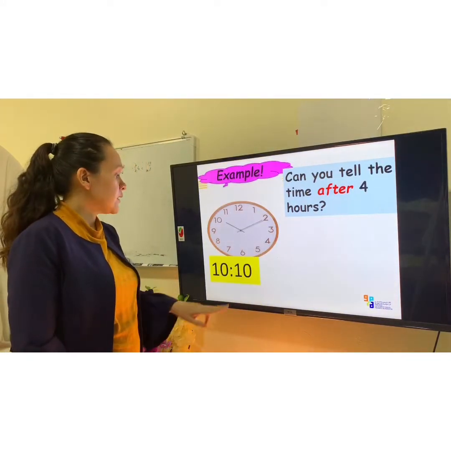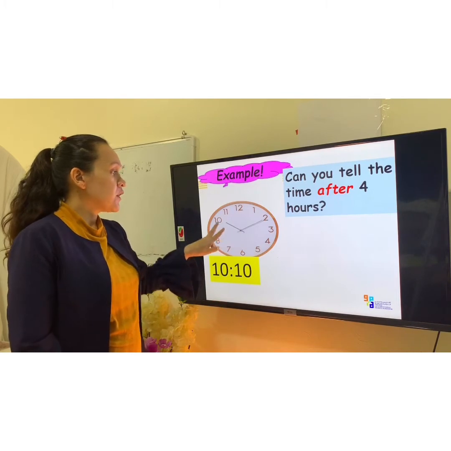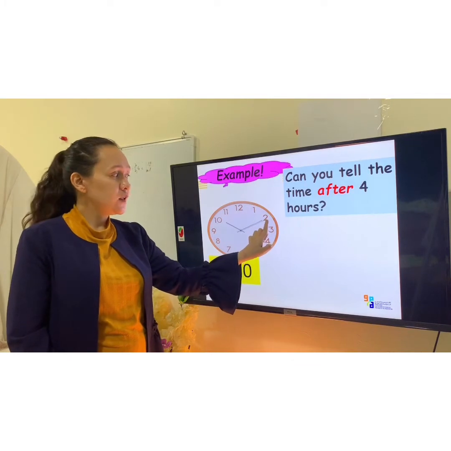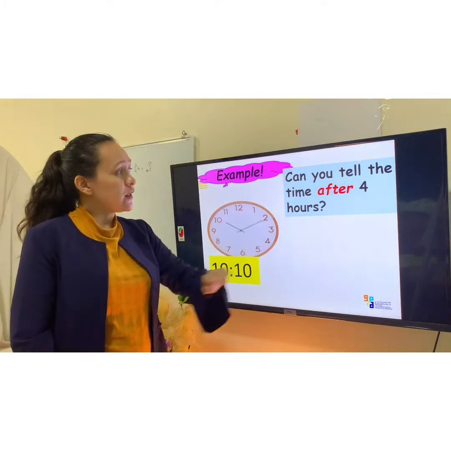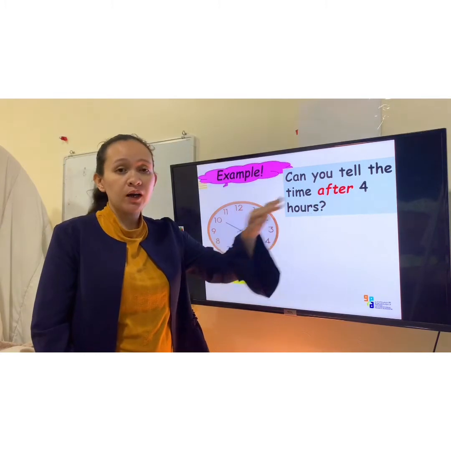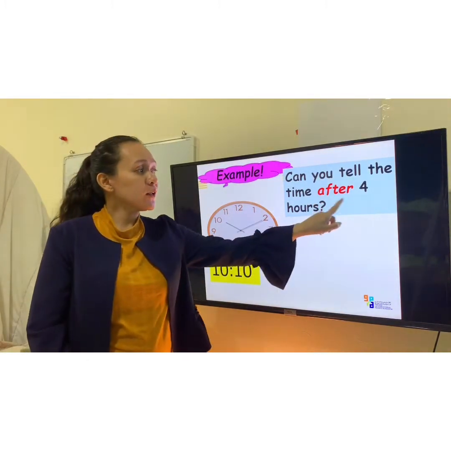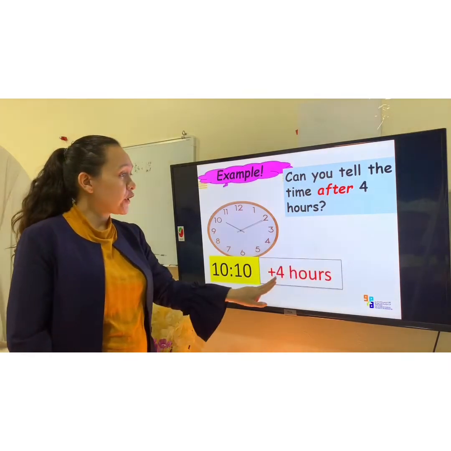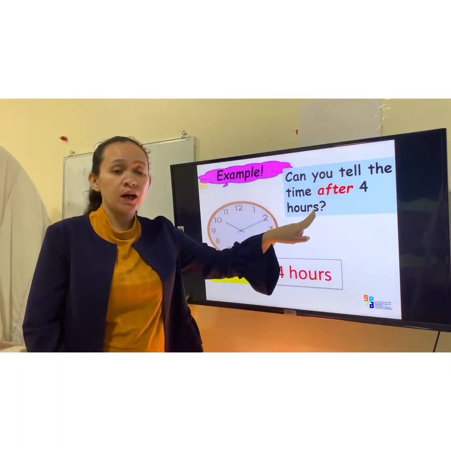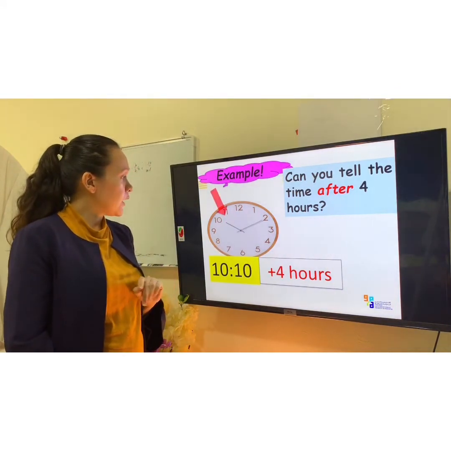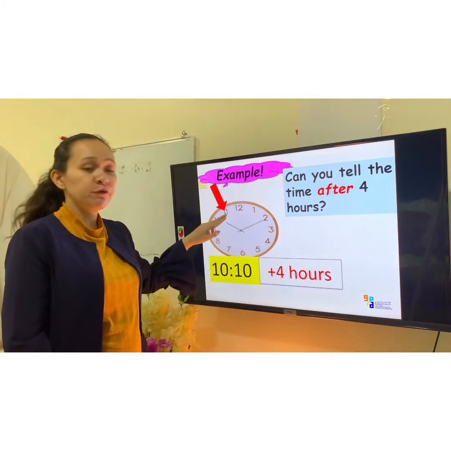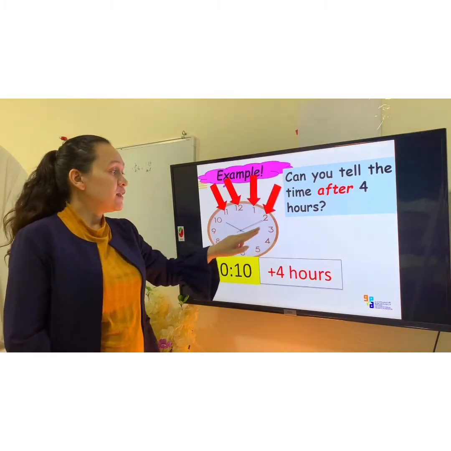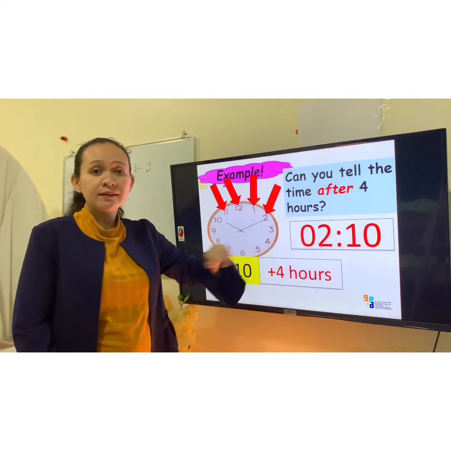Now let's move to another example. The example here is 10:10. If you notice, the short hand is pointing to 10 and the minute hand is pointing to 10. Now, the question is, can you tell the time after 4 hours? Again, the word is after, so you are going to add. You are going to add 4 since it is after 4 hours. From 10, we're going to add 4. 1, 2, 3, and 4. Now, the time is 2:10.